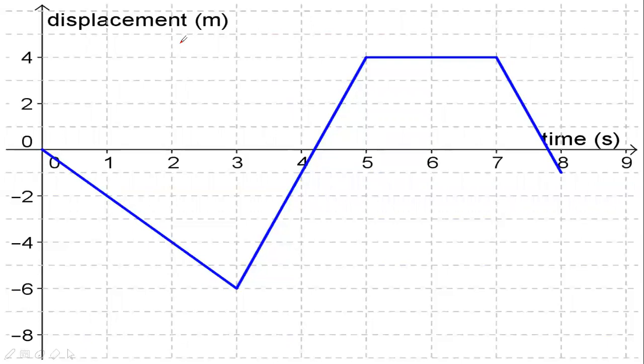This is a displacement time graph. This part represents uniform velocity. This also represents uniform velocity, but the direction reverses. During this interval, the body is stationary, and in this part, uniform speed but with a different ratio, and the direction reverses.